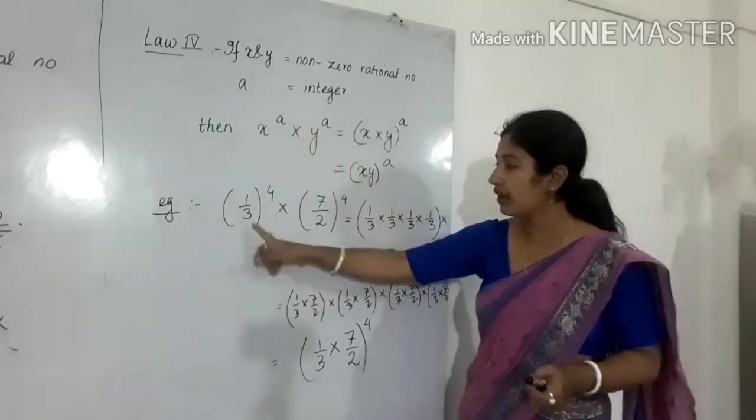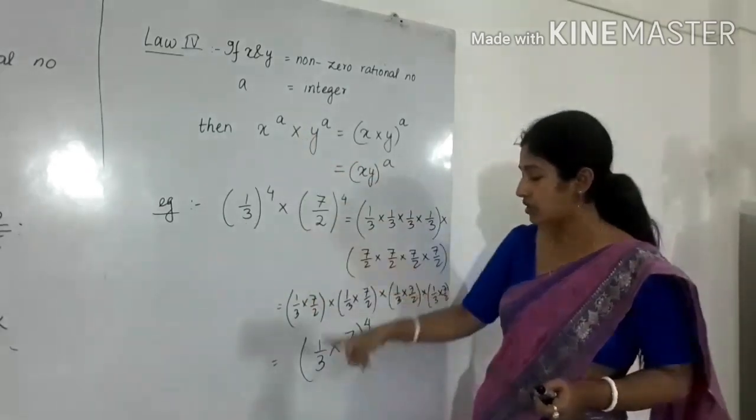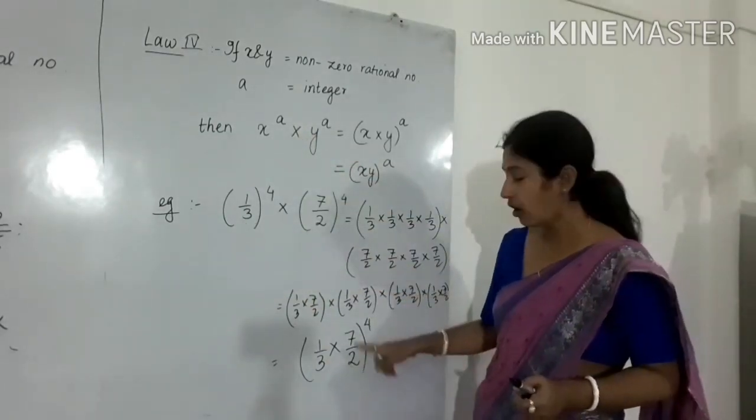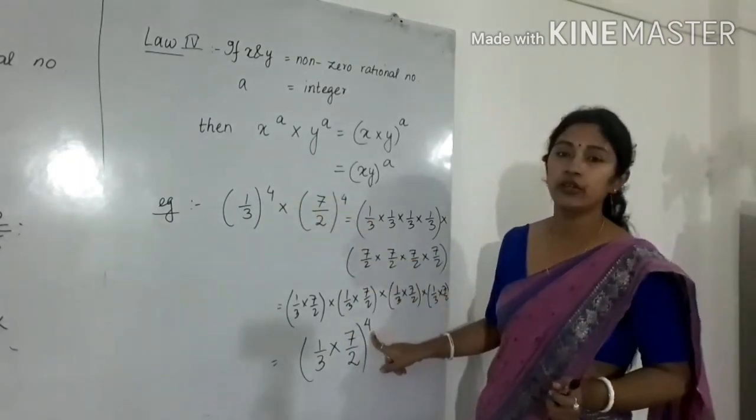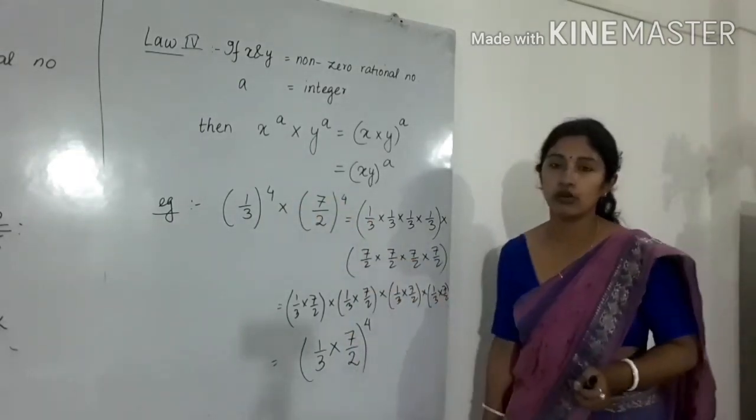So similarly here also, what we are doing? 1 by 3 into 7 by 2. We are multiplying the base, whole raised to the power, the same power we are taking here. So this is the fourth law.